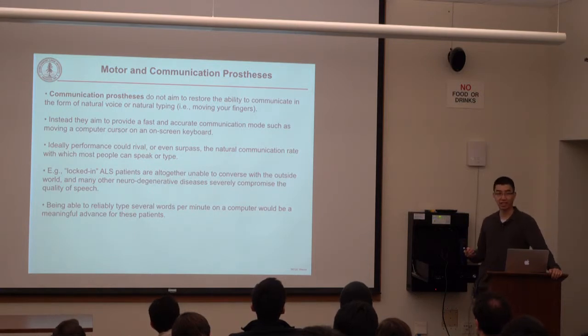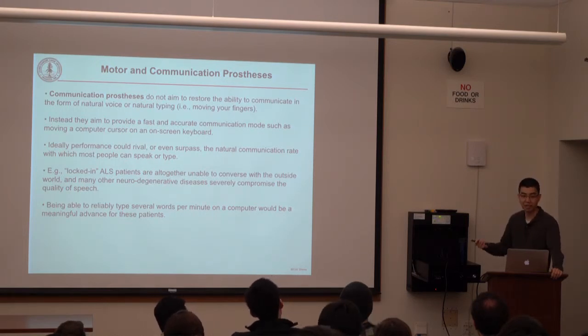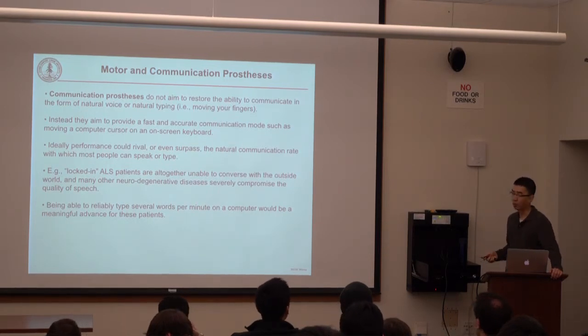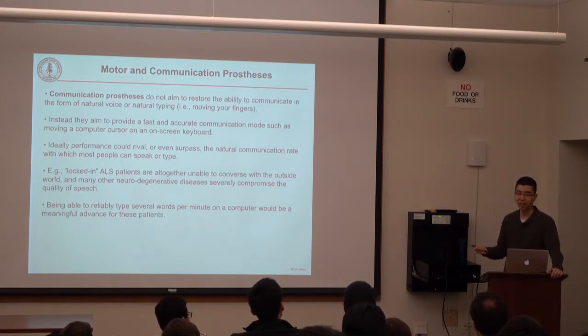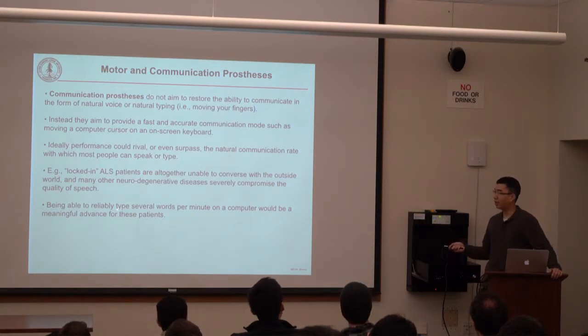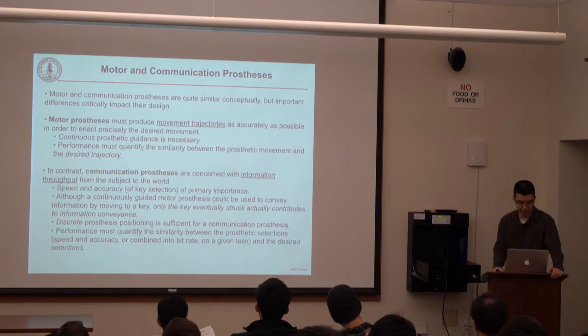And so we think of people like Stephen Hawking. Stephen Hawking currently uses a system that isn't a neural prosthesis, but is essentially a communication prosthesis that relies on both eye movements and muscle movements. And so with these, he's able to, at a pretty slow rate, although better than nothing, of course, type out a message to a caretaker or write a scientific paper. And so being able to reliably type several words per minute on a computer would be a really meaningful advance for these patients, as I'm sure you guys can all imagine.